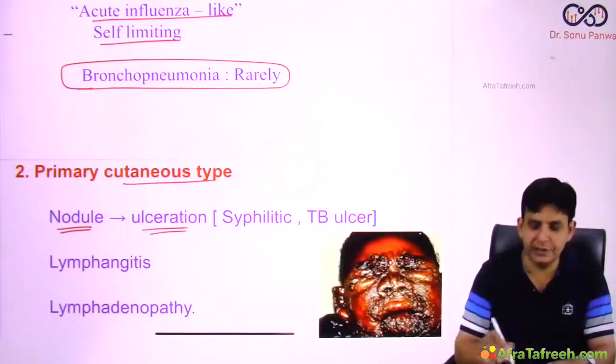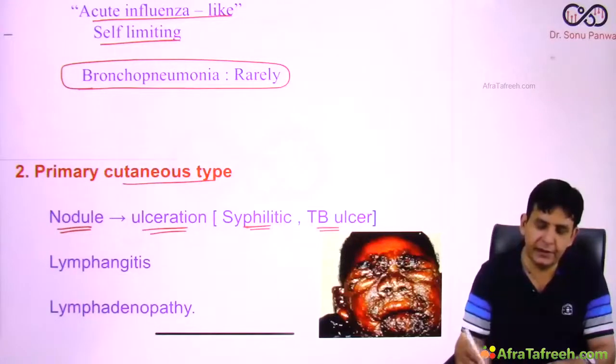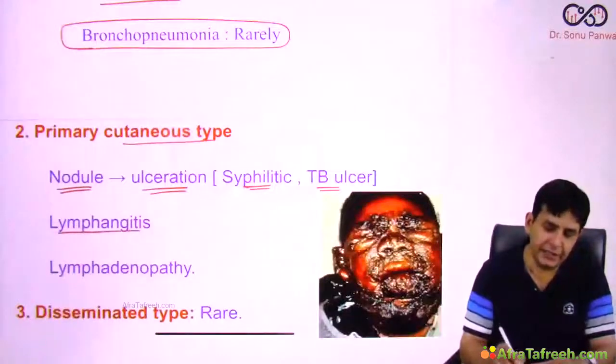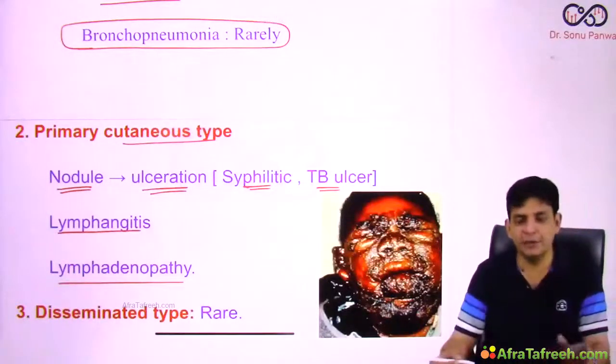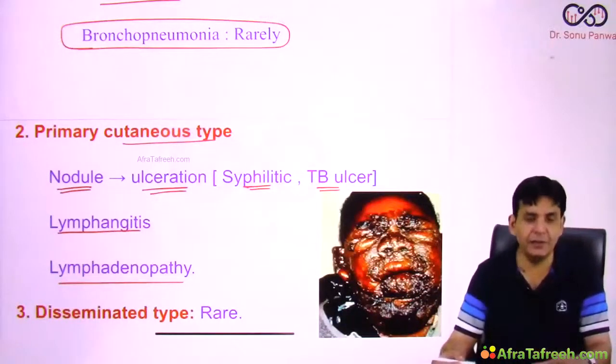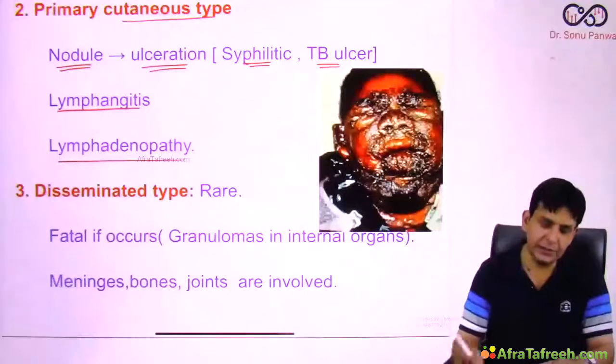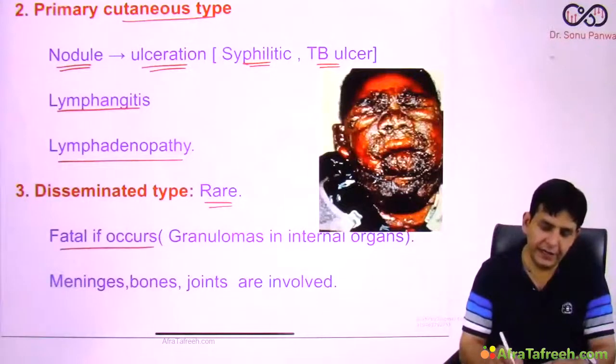Then the ulceration is there, and the DD of this is syphilitic or TB ulcer. You can have the DD of this one. Then lymphangitis associates with this, and lymphadenopathy also associates with this primary cutaneous type. Okay. Then the dissemination one, that is the rare one, fatal if it occurs.